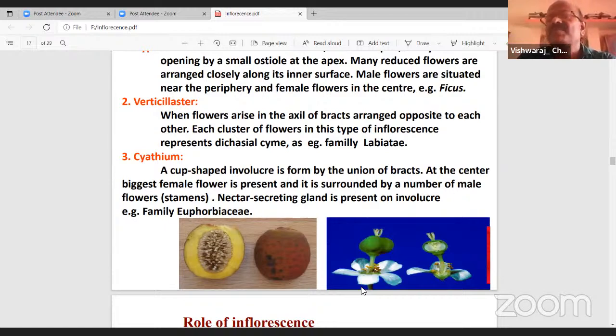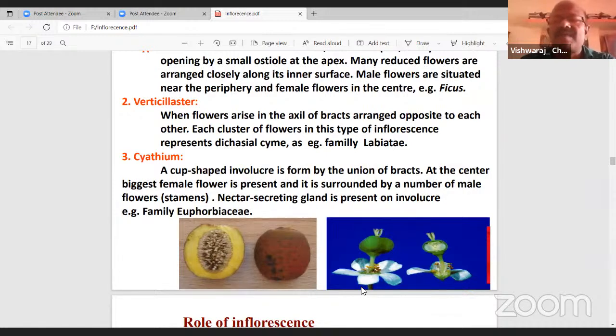There are three main types of inflorescence: racemose, cymose, and special type. Racemose inflorescence is indeterminate and indefinite. Cymose inflorescence is determinate and definite. In racemose inflorescence, the basal flowers mature first, then the apical. In cymose inflorescence, the opposite: the apical flowers mature first, then the basal flowers.